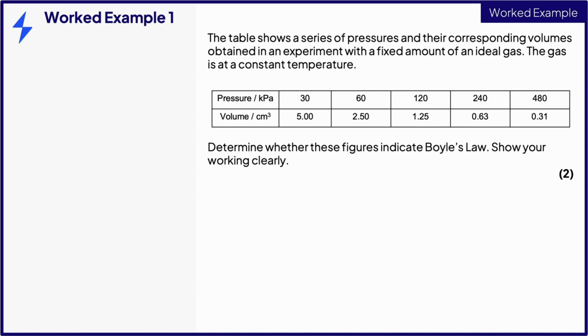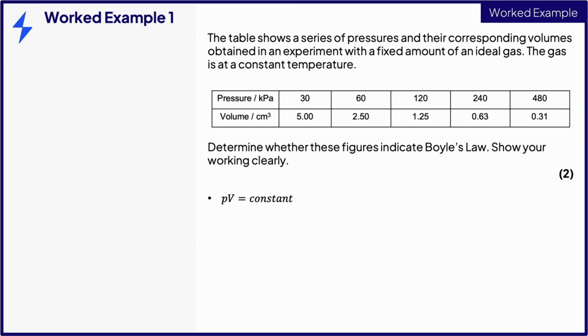The table shows a series of pressures and their corresponding volumes obtained in an experiment with a fixed amount of an ideal gas. The gas is at a constant temperature. Determine whether these figures indicate Boyle's law. Show your working clearly for 2 marks. Let's first state the equation for Boyle's law. This is PV equals a constant.